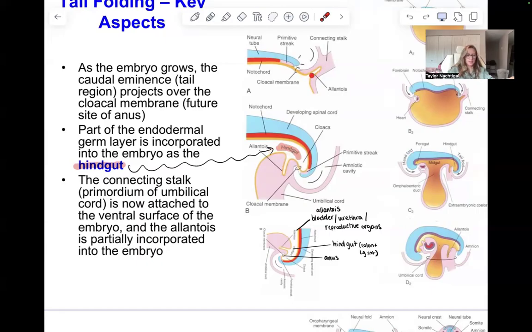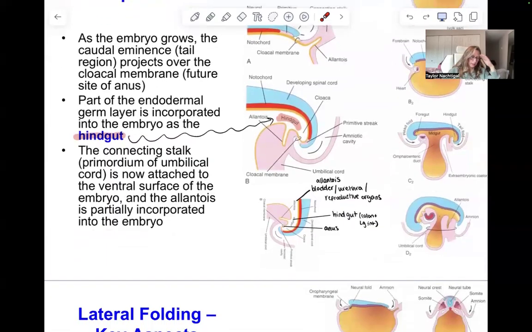So before, this was the baby or embryo. This is just the yolk sac below. We have the allantois. But now because everything is folded inward, we get all of the stuff incorporated into what will become the baby or the embryo. The connecting stalk is now attached to the front. I said that already, because remember the connecting stalk is going to be relevant in terms of the umbilical cord, how the baby stays connected to the placenta and the mother to receive nutrients.